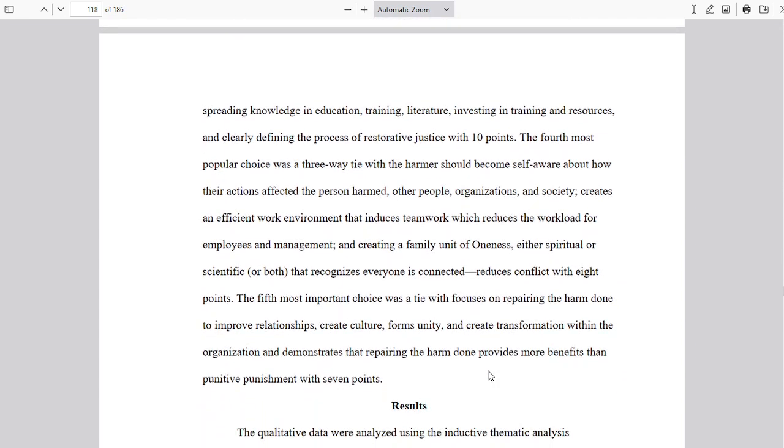The fifth most important choice was a tie with focuses on repairing the harm done to improve relationships, create culture, forms unity, and creates a transformation within the organization, and demonstrates that repairing the harm done provides more benefits than punitive punishment with 7 points.